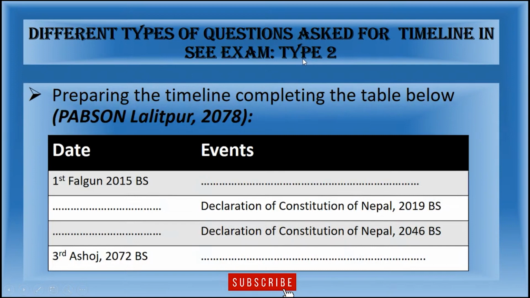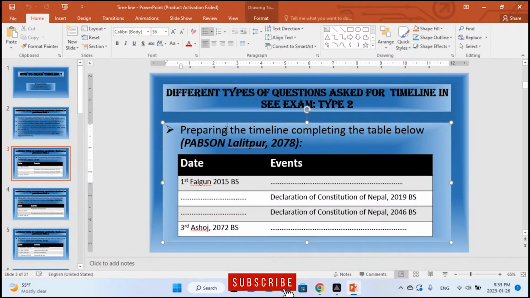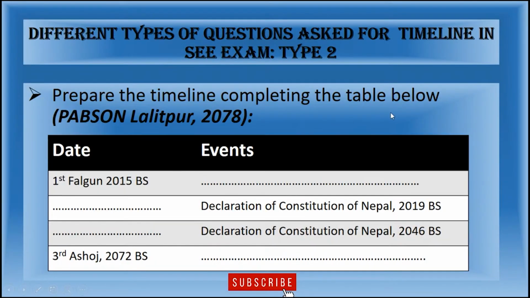Let's go to the second type of question. Look here: prepare the timeline completing the table below. This was asked in Pepsun Lalitpur 2017. You will be given the date and the event will be blank, or the date will be blank and you are given the events. Similarly, you have to fill in the events or the full date. After that only, you can draw the timeline. So this is the second type of timeline.